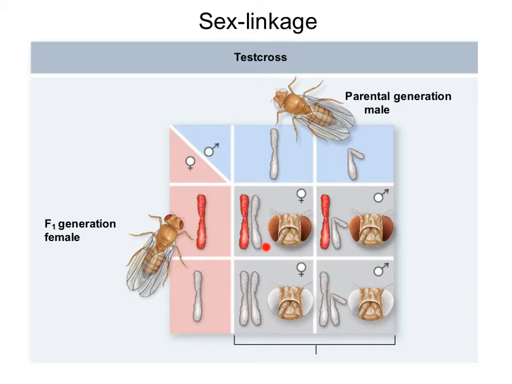all the females will have this mutated white eye allele from the father. Half of them will get the normal copy from the mother, so they will have normal eyes, and the other half will receive the abnormal copy from the mother, so they will have white eyes. For the males, their X chromosome comes from the mother, so if they get the normal X chromosome from the mom, they will have normal eyes. If they receive the chromosome with a white eye mutation, then they will have white eyes, and half the males will receive the normal version and half the males will receive the white eye version.